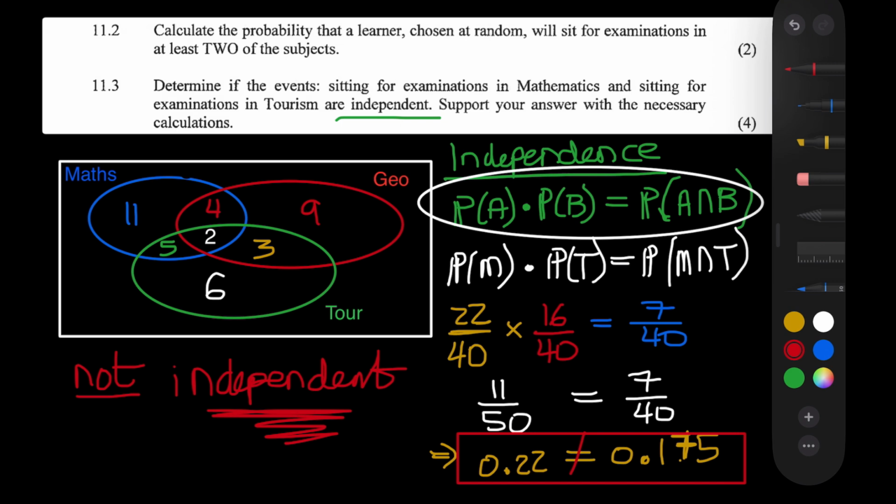Now you get one tick for getting the left-hand side correct. You get another tick for getting the right-hand side correct. You get the third tick for stating 11 over 50, and you get a final tick for stating the correct final answer. And there you have it. Venn diagrams drawn, probabilities found, and independence checked.